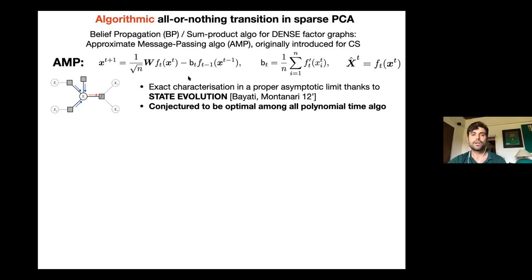And this algorithm enjoys two very special properties. The first one is an exact characterization in a proper asymptotic limit, thanks to a so-called state evolution, which is a simple scalar recursion that tells you what is the mean square error, the error that will lead the algorithm in the large size limit without even running it. You can predict the behavior of the algorithm. And moreover, this algorithm is conjectured to be optimal among all polynomial time algorithms.